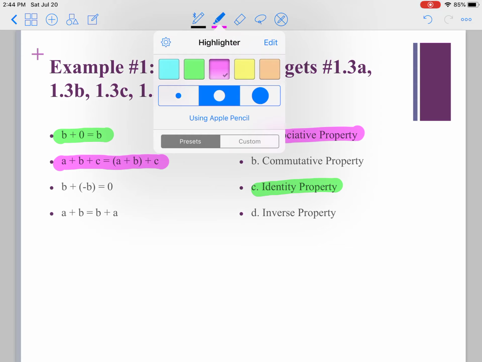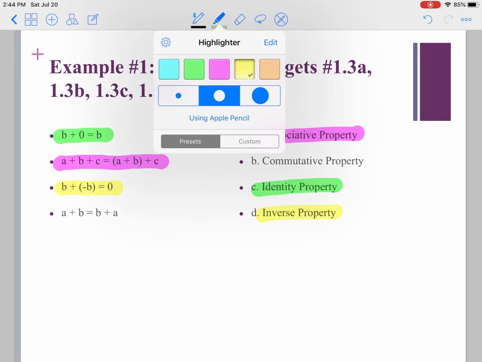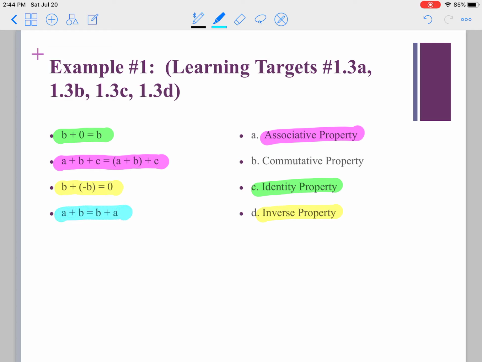So moving to the third one, so we have B plus negative B. So we're adding the negative, but we know that the negative is the opposite of the positive, right? And so which one of the properties dealt with the opposite of a number? And that would be the inverse property that states a number added to its opposite is 0. And so that does leave one property, which we could just quickly say, okay, these are the only two that are left, let's move on.